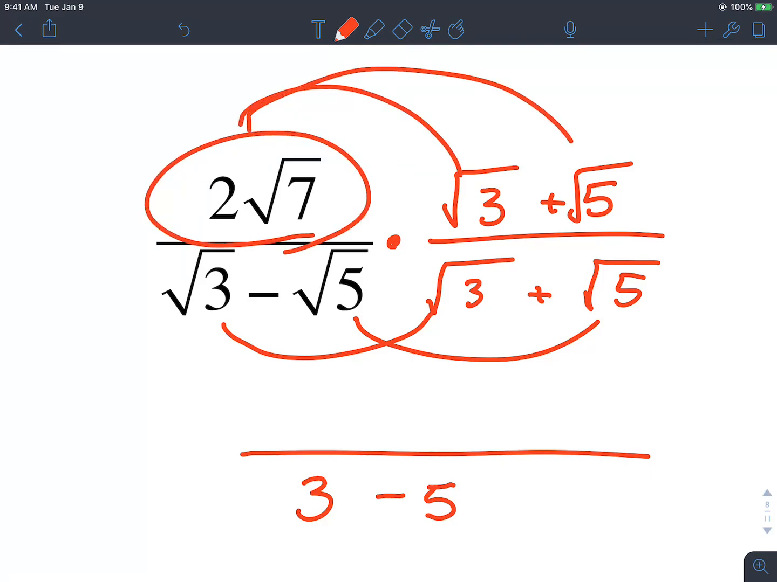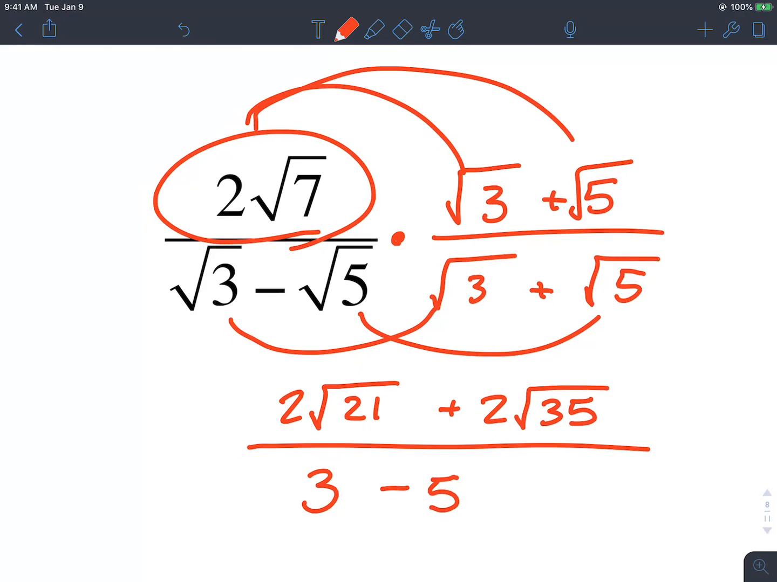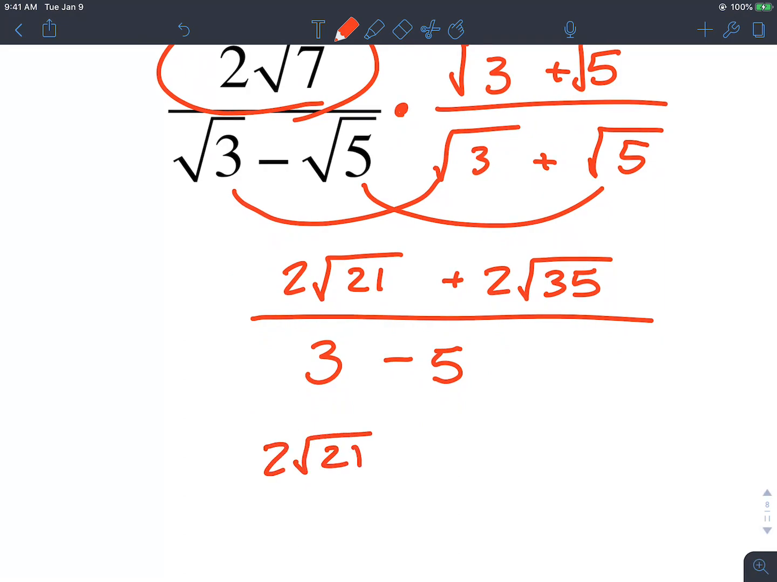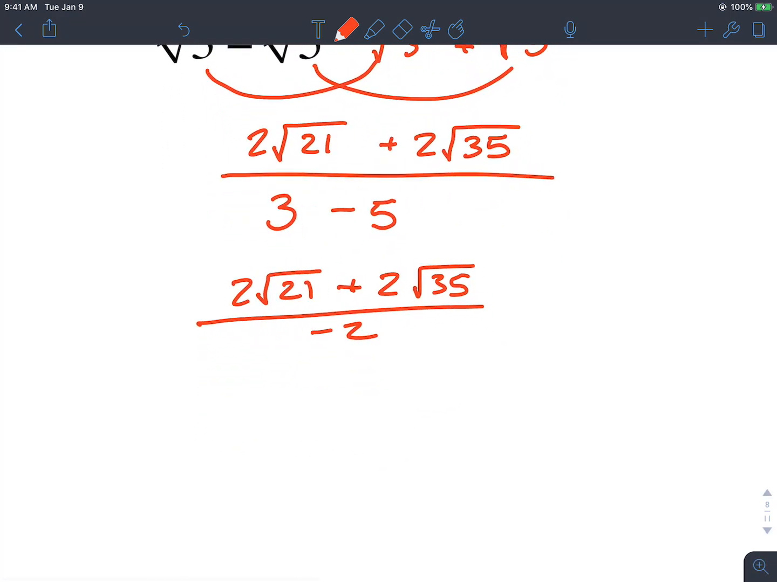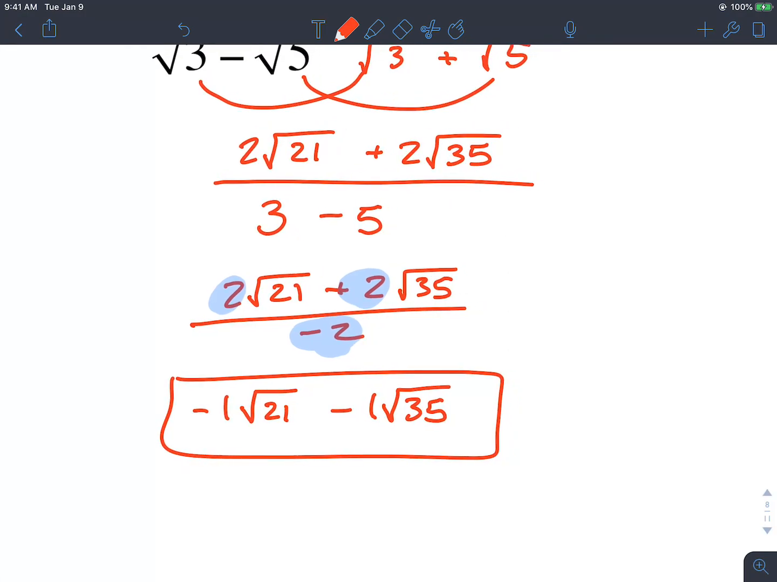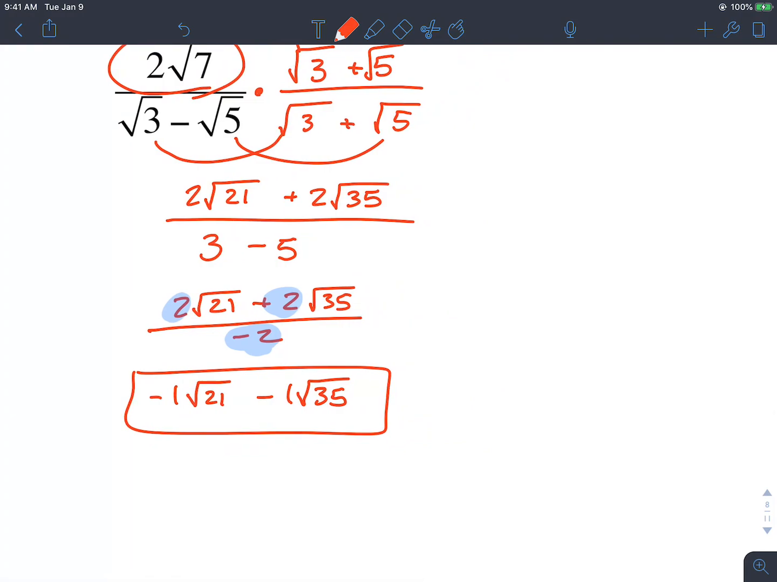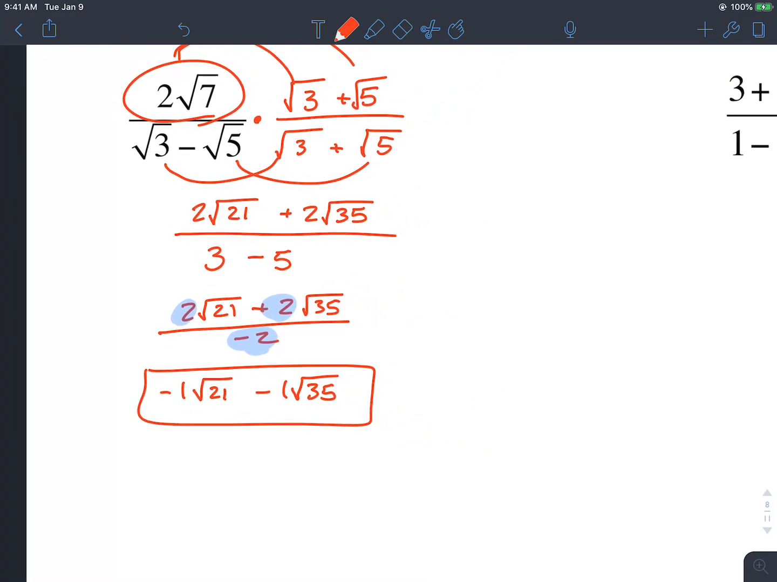All right, and then we'll distribute this here. So this will be 2 square root of 21, and then plus 2 square root of 35. And then from here, we can just write this all over negative 2. Then actually, what's kind of nice about this one here is everything's divisible by negative 2. If you divide all of these outside numbers by negative 2, you're going to get negative 1 square root of 21, and then minus 1 square root of 35. And that would be the fully simplified version right there. The reason the signs are negative 1 here is because you're dividing by a negative. A positive divided by a negative changes these numbers to negatives.